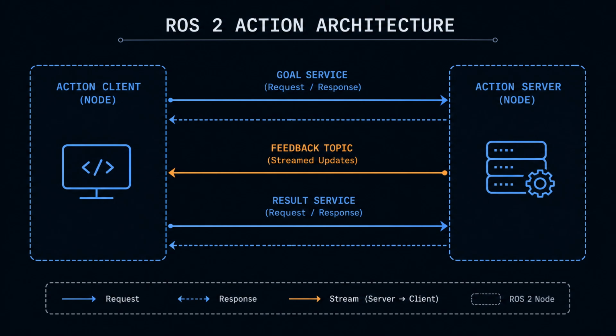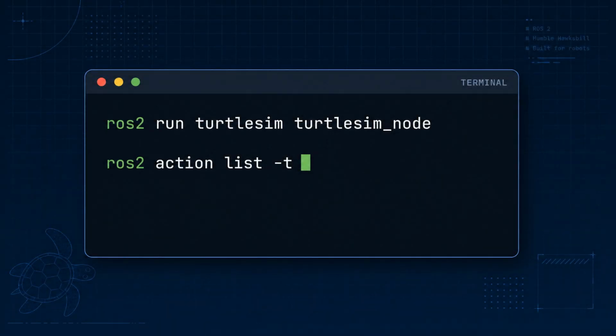Let's look at a practical example using TurtleSim. First, launch TurtleSim: ros2 run turtlesim turtlesim_node. Now we can list available actions using ros2 action list -t. One of the actions provided by TurtleSim is /turtle1/rotate_absolute with the action type turtlesim/action/RotateAbsolute. This action allows us to rotate the turtle to a desired angle. As the turtle rotates, ROS2 continuously provides progress updates to the client.